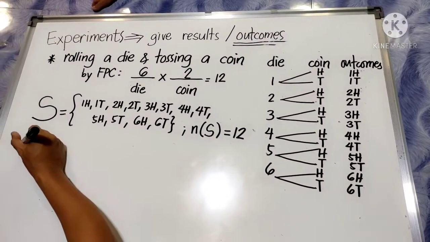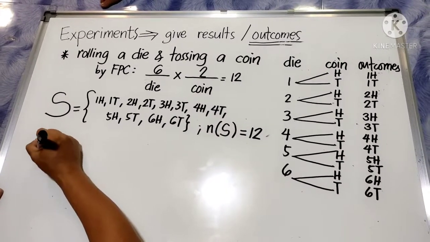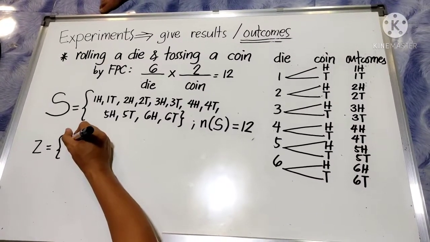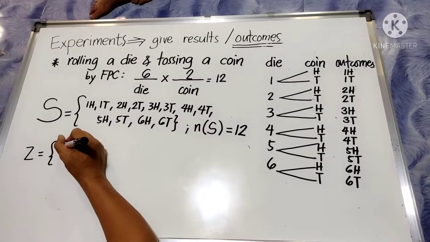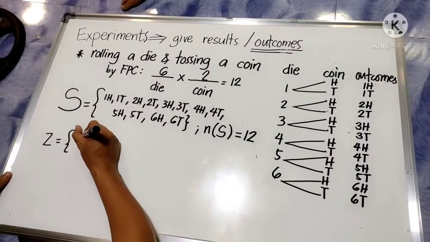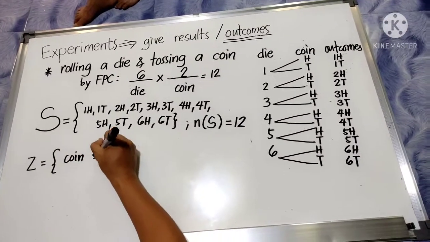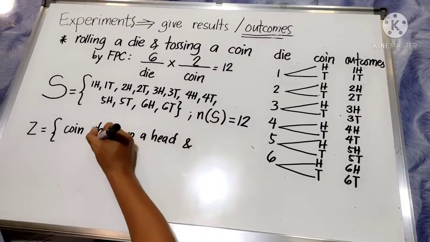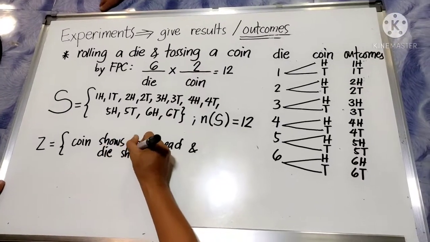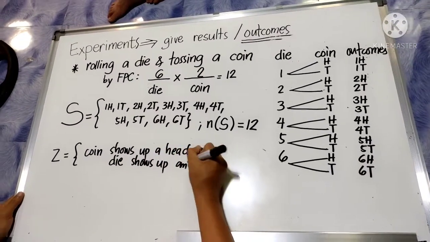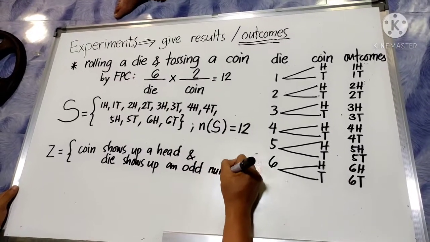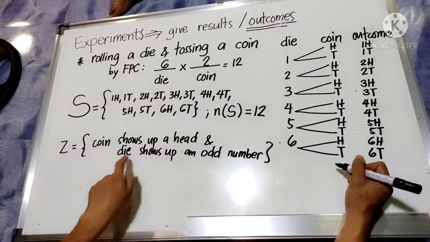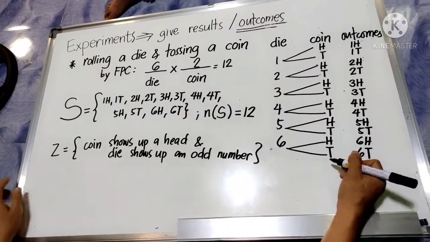Now, let's have this event. Event Z. Let's say event Z is, the coin shows up a head and the die shows up an odd number. Okay, let's have this event. Event Z. The coin shows up a head and the die shows up an odd number.